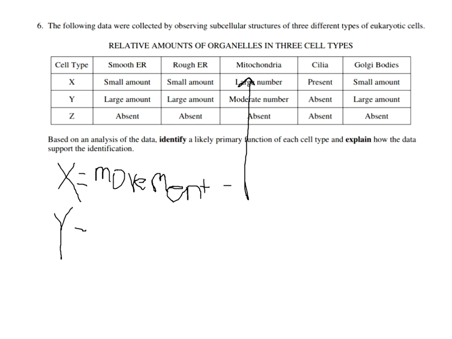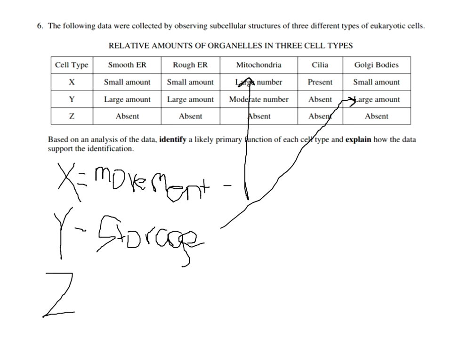Function could either be moving things in and out of the cell or possibly storage. Okay, those are good options. I would definitely agree with you on the possible storage or movement of stuff in and out because of the Golgi body and the ERs. And I'll put because of that. And again, you would want to be writing all this in complete sentences and make sure you give your details to back it up.